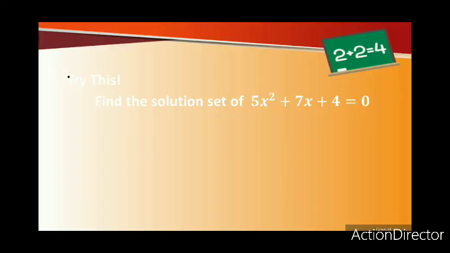I hope you learned something in this discussion. If you want to practice answering quadratic equations in one variable, try to answer this given problem. Find the solution set of 5x squared plus 7x plus 4 equals 0.